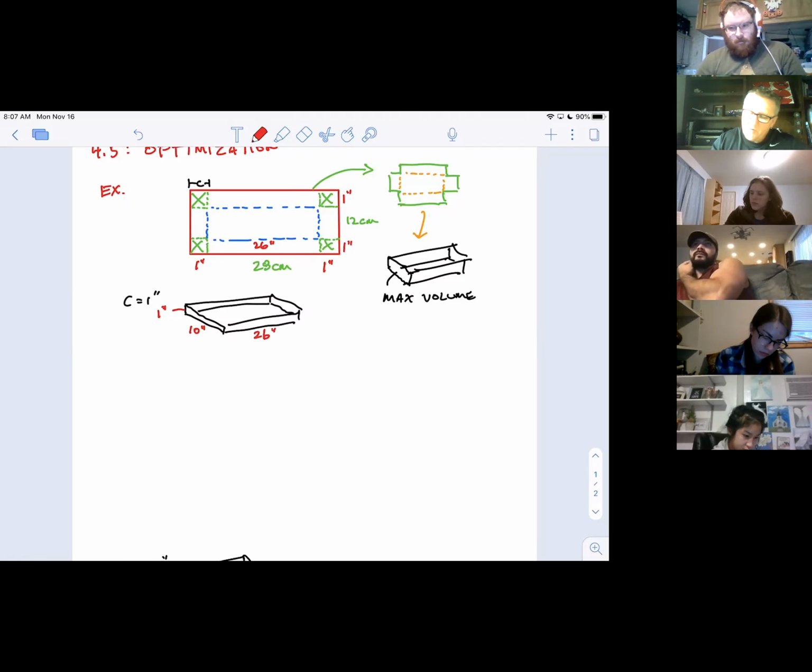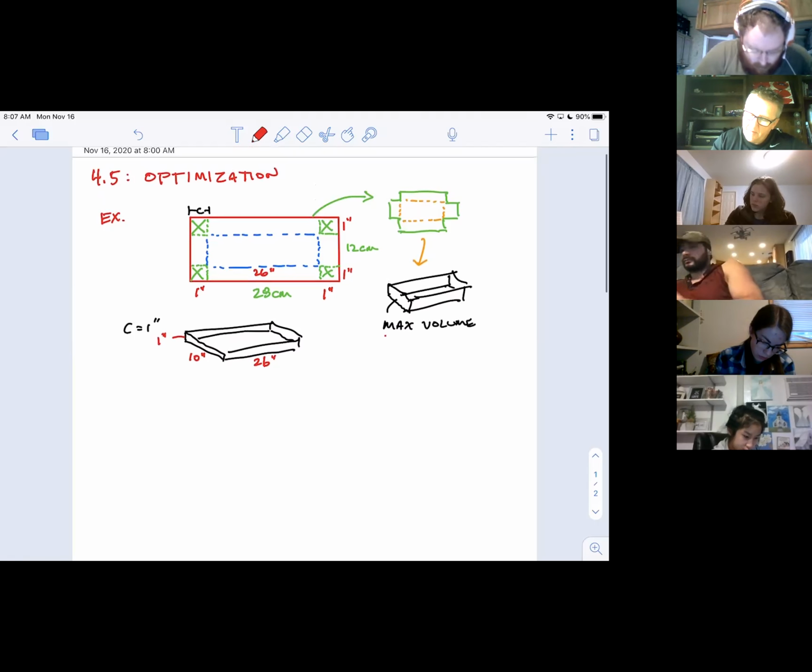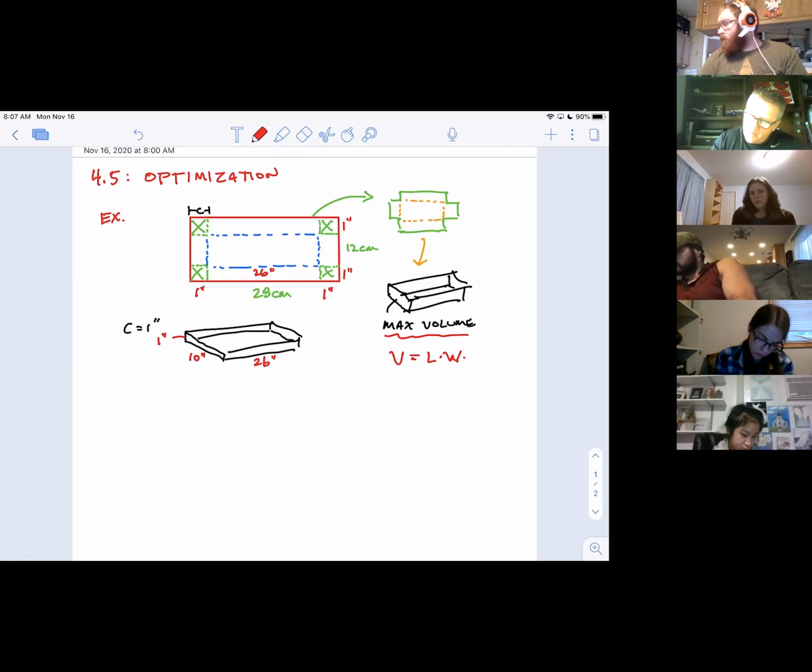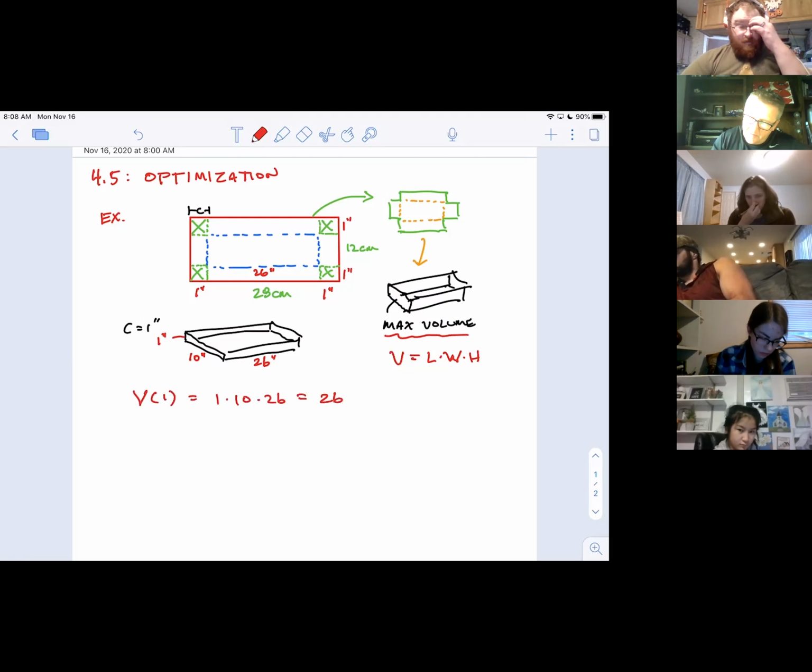And so you know how to optimize, what volume of a box is. That's not a terribly difficult formula. You know that volume is length times width times height in no particular order. And so in this case, the volume as a function of 1 is 1 times 10 times 26. And notice those are all inches. So you get inches times inches times inches, which is cubic inches, except I said centimeters the whole time. So I got to go back and fix all that. I meant centimeters the whole time.